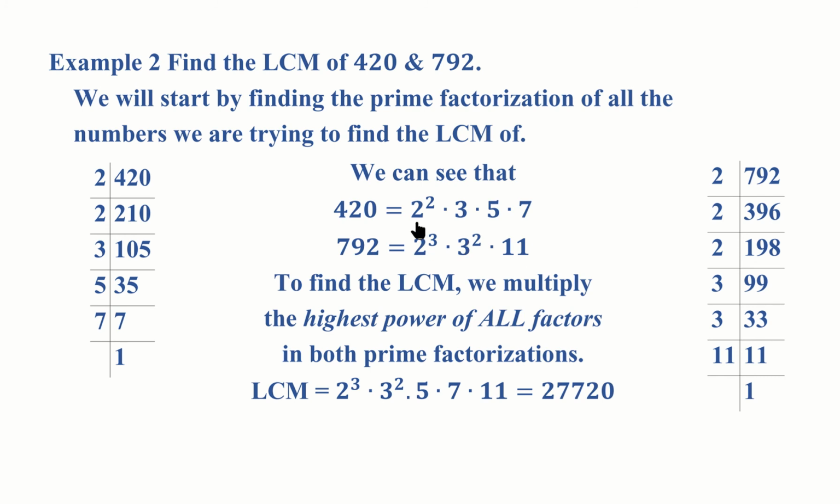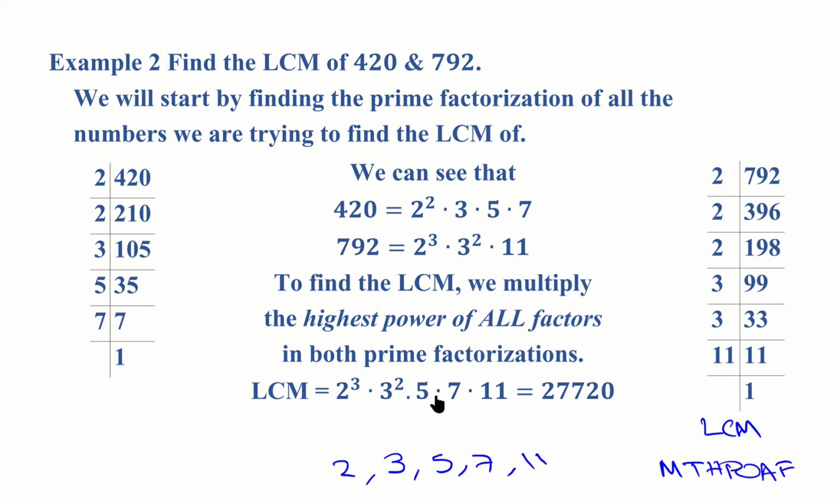So notice that we have a procedure in place. To get the LCM, we're going to multiply the highest powers of all factors. So notice the factors that are involved. Here are the factors: 2, 3, 5, 7, and 11, right?